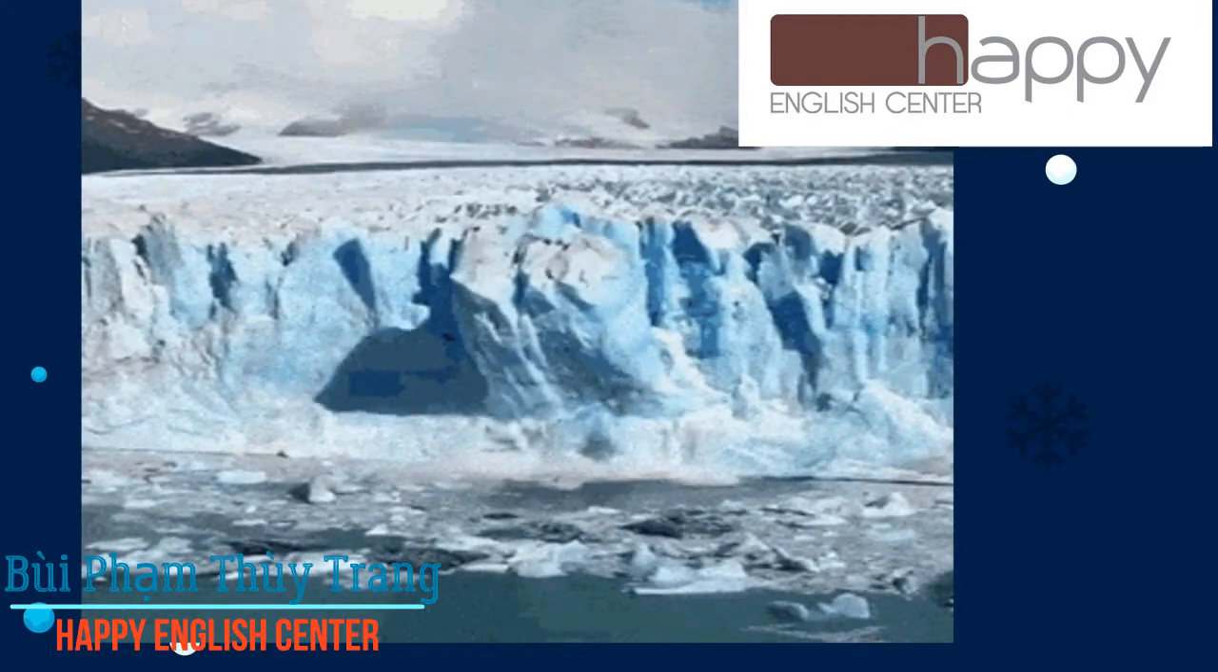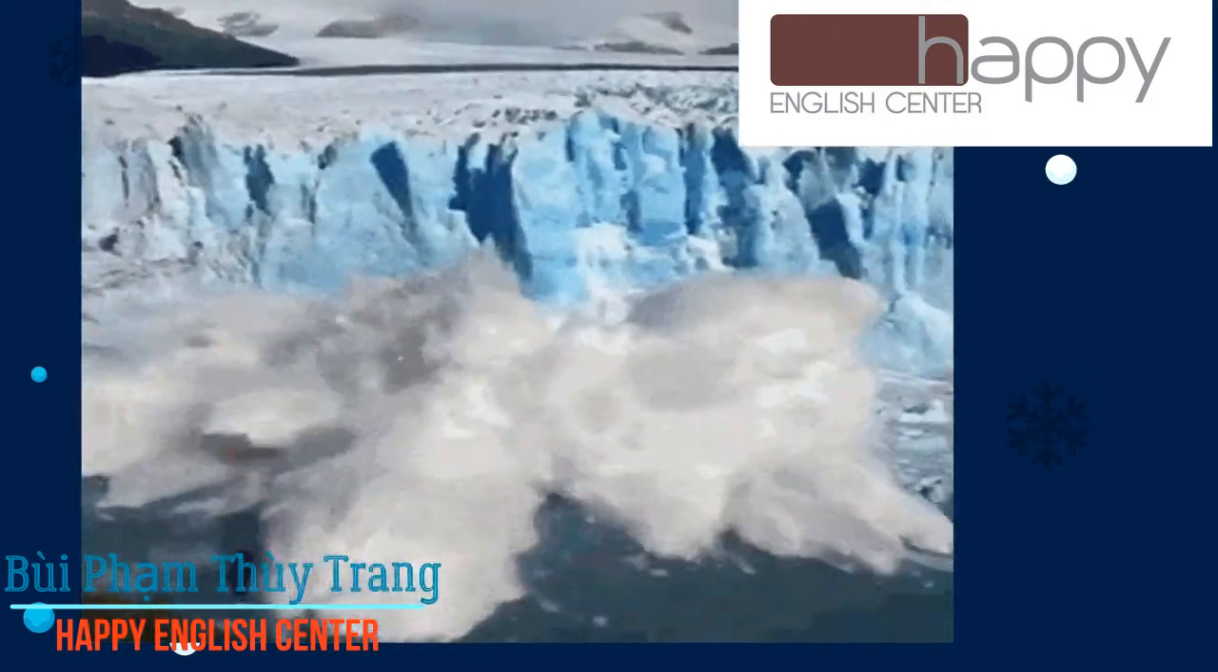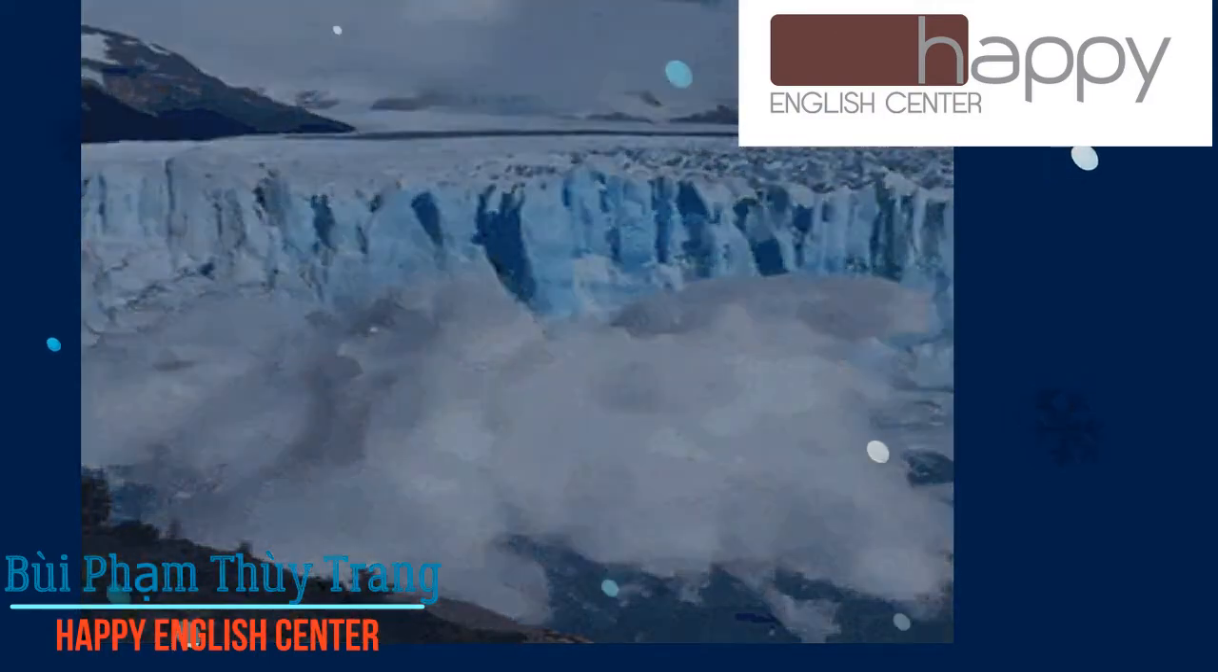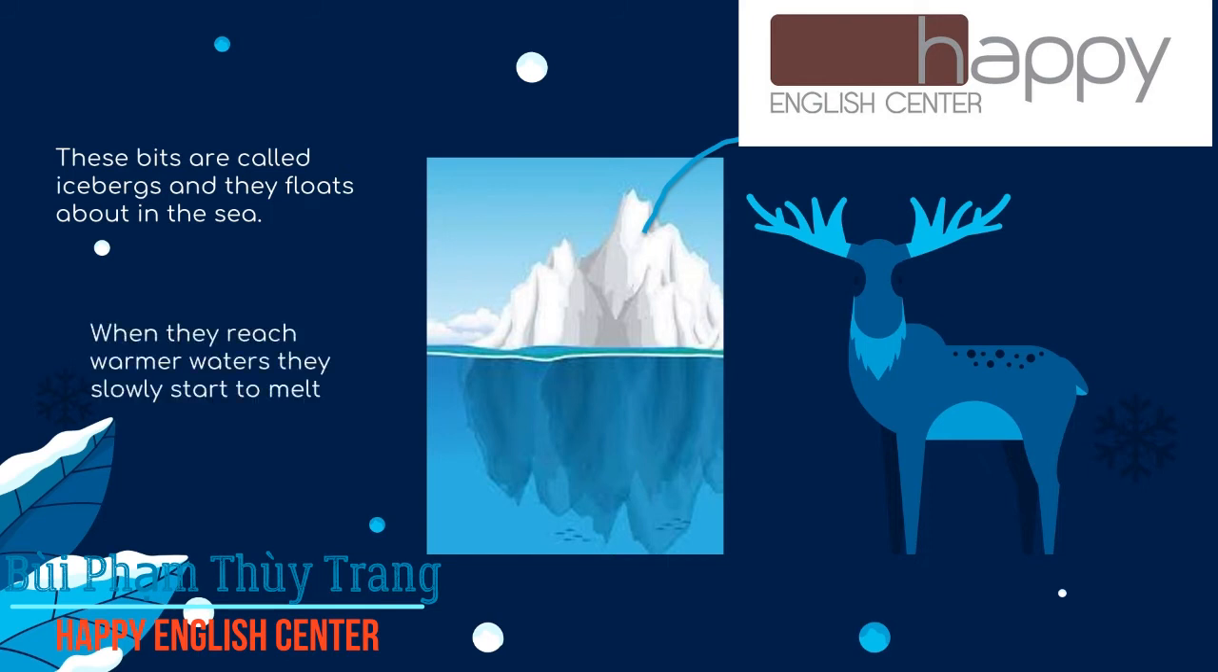And you can see the edges of the glacier break up in huge bits. These bits are called icebergs, and they float about in the sea. When they reach warmer water, they slowly start to melt.